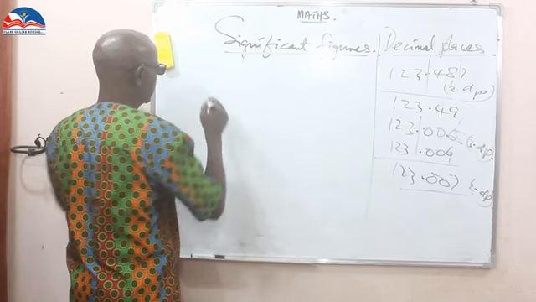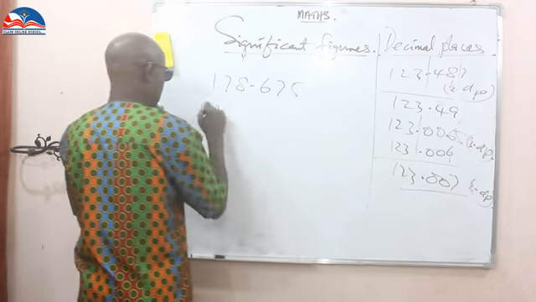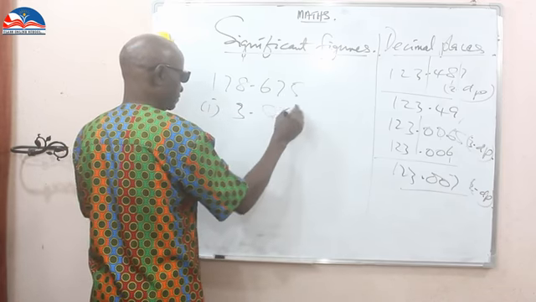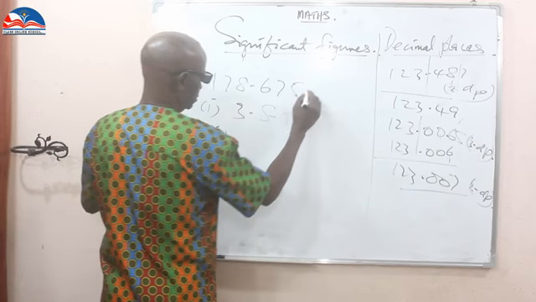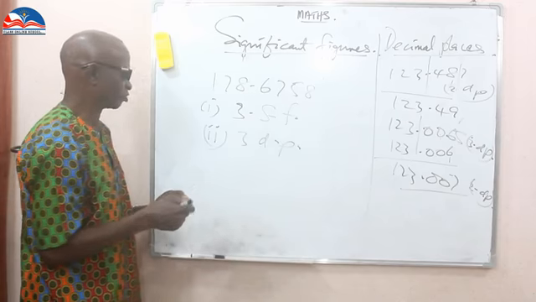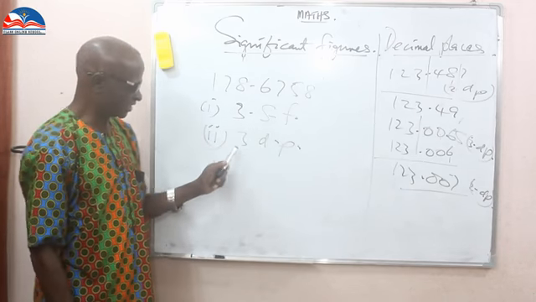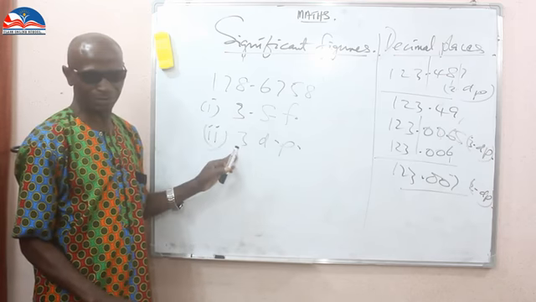If I'm giving 178.6758 to 3 significant figures and 3 decimal places, the same number. I'm going to correct it to 3 significant figures and 3 decimal places. I want to explain vividly the difference between significant figures and decimal places.